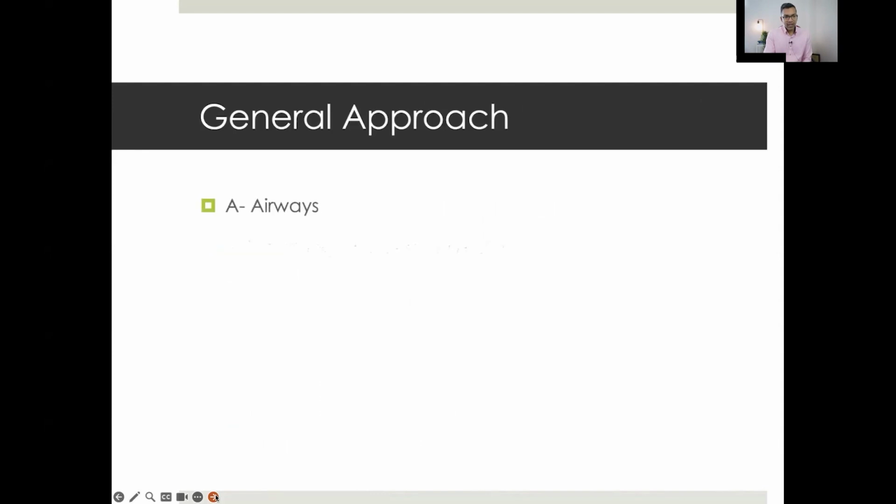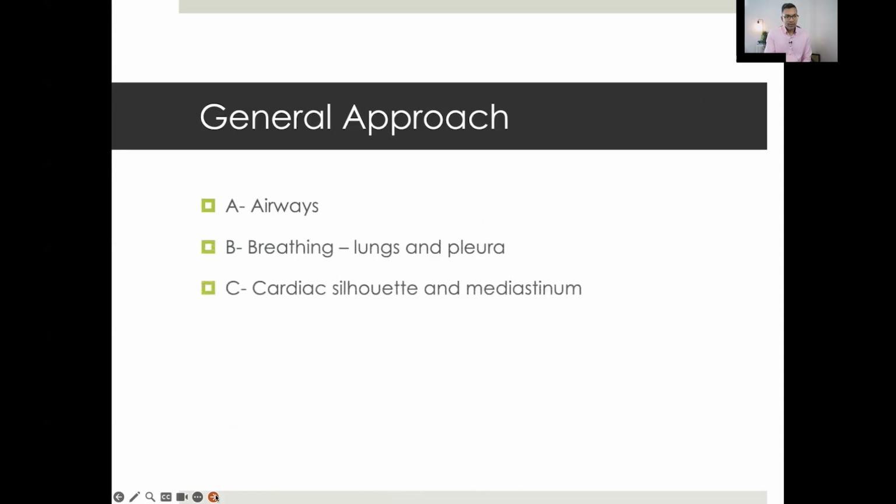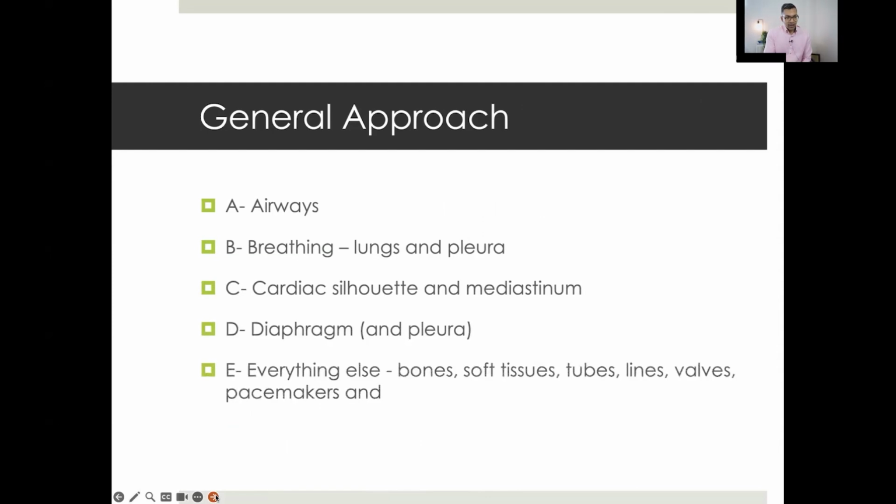But the general approach: A is airways, B is breathing, which is the lungs and pleura; C is the cardiac silhouette; D is the diaphragm and the pleura; and E is everything else: bones, soft tissues, tubes, lines, valves, pacemakers, and then review all areas. I used to do this as airways, including lungs, and then B for bones, but often I'm looking at airway, breathing, circulation, cardiac stuff, and bones only if I'm concerned about trauma and rib fractures. I think this is the Geeky Medics form of reading a chest X-ray, which I really like.